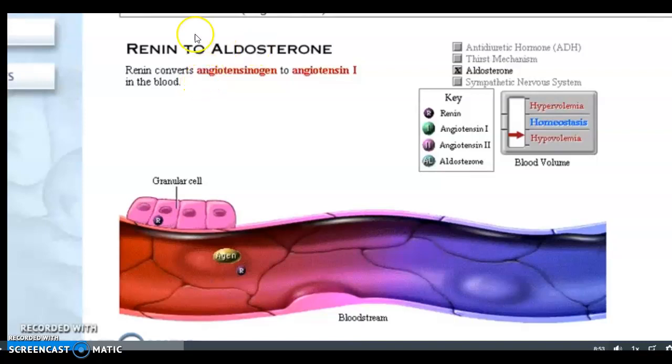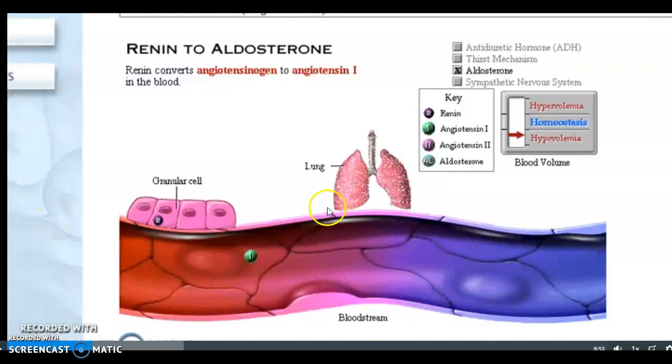Okay, so let's go over this renin to angiotensin II to aldosterone pathway. And again, remember the granular cells. We're going to find those in the juxtaglomerular apparatus near the afferent arteriole. Their job is to release renin into the bloodstream so it can convert angiotensinogen into angiotensin I.